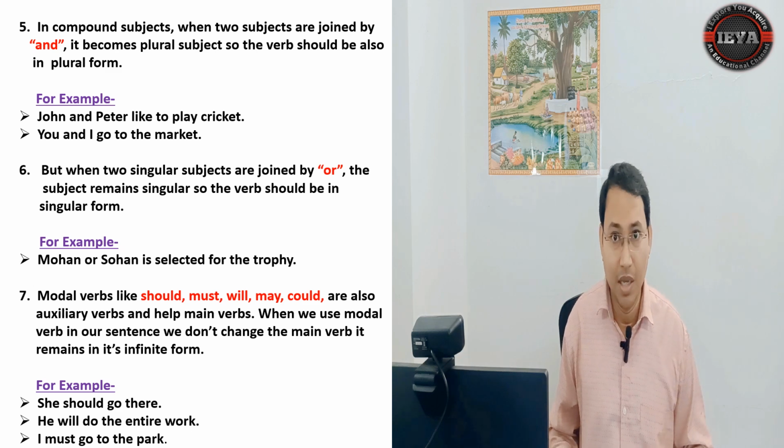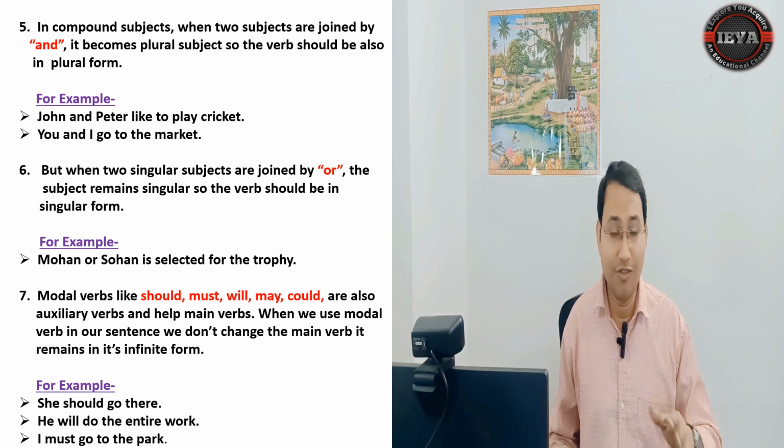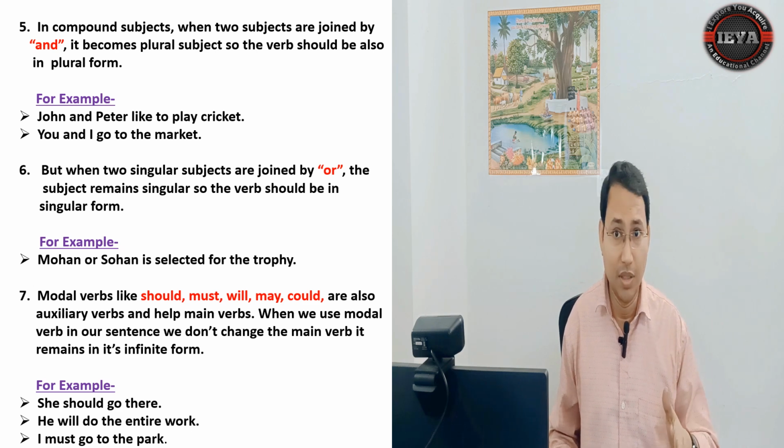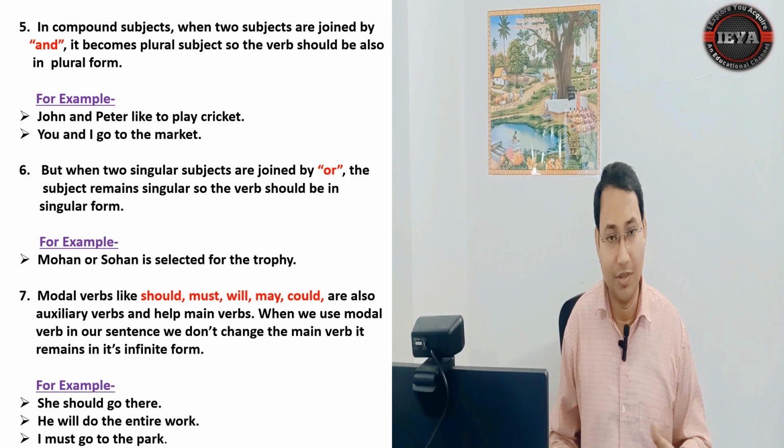Point number 6. When two singular subjects are joined by or, the subject remains singular, so the verb should be in singular form. For example, Mohan or Sohan is selected for the trophy. That means either Mohan or Sohan will get the trophy, not both of them, right?